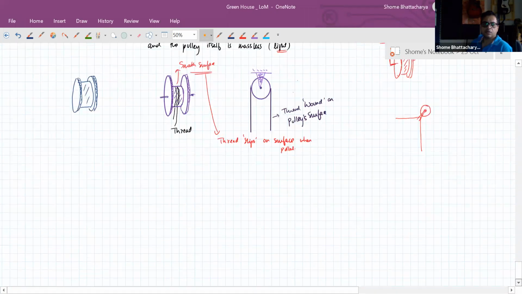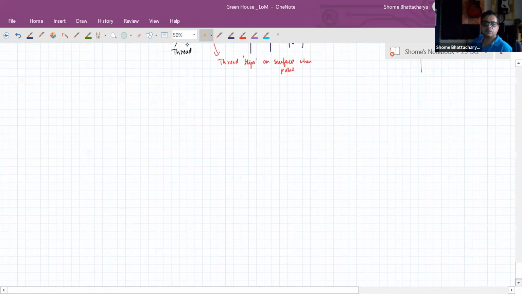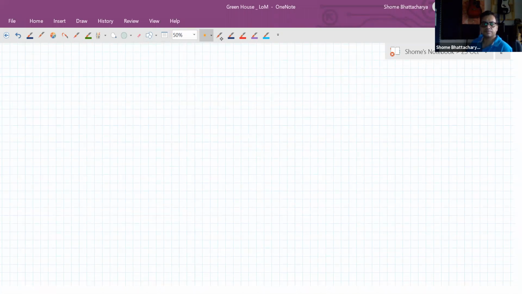Let us see the most simple example of an arrangement involving a pulley system. Yes, I'm coming to the last diagram. I'll be using that only, Tej.